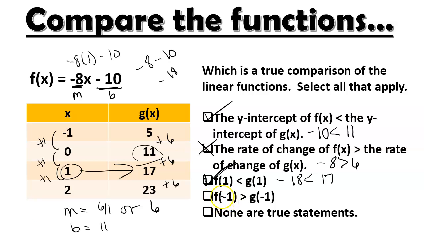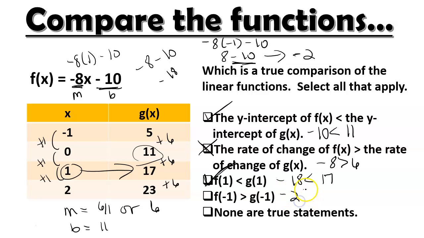F of negative 1. So again, I'm going to go up here and plug in negative 8 times negative 1 minus 10. Negative 8 times negative 1 is 8 minus 10. Different sign, so I'm going to subtract. 10 minus 8 is 2. Keep the sign of the bigger number. 10 is bigger and it's negative, so negative 2.